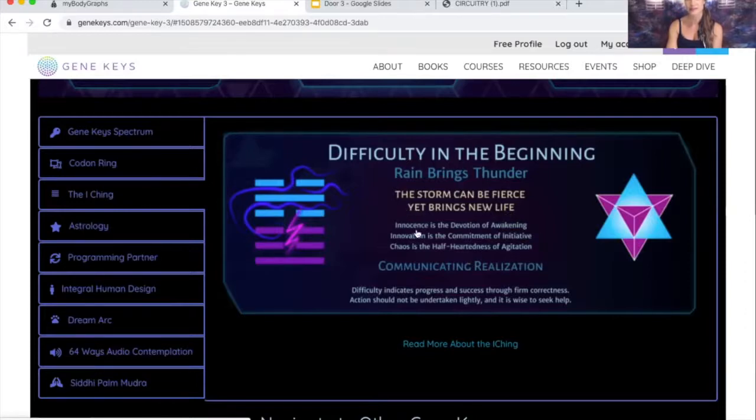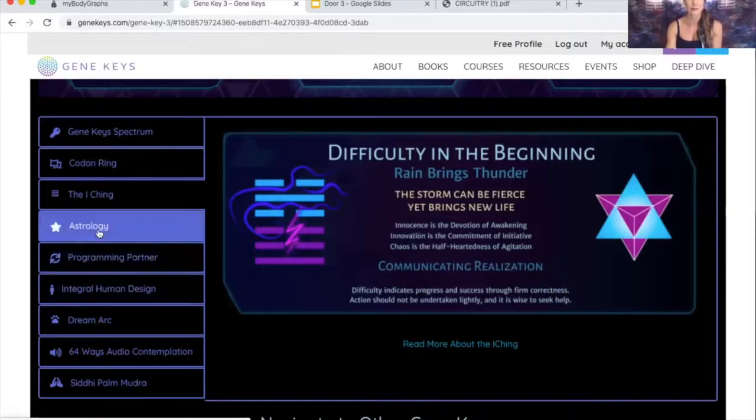So this third gene key is water over thunder, which is in the low frequency. Chaos is the half-heartedness of agitation. Innovation is the commitment of initiative in the gift frequency, and innocence is the devotion of awakening. So really, it's built up of the water and the thunder, like you see, and then we get that geometry. So 2 trigrams become 1 hexagram, right?